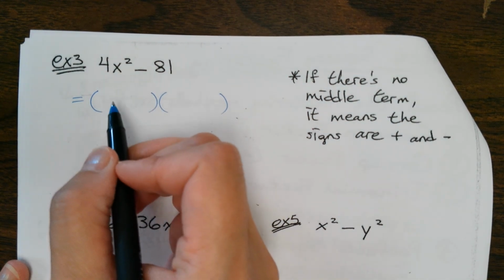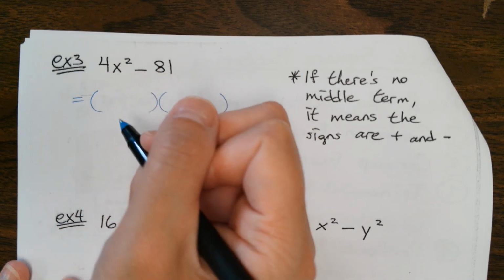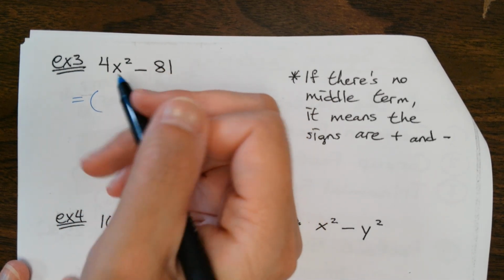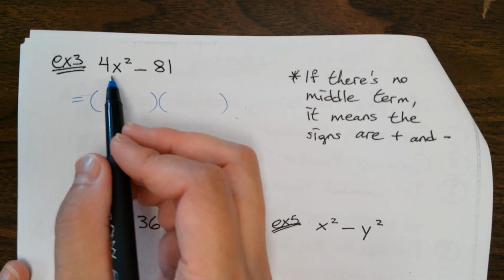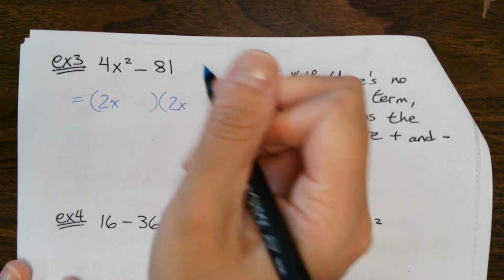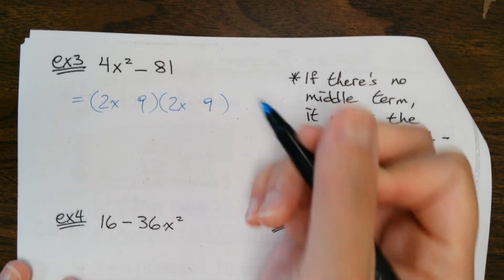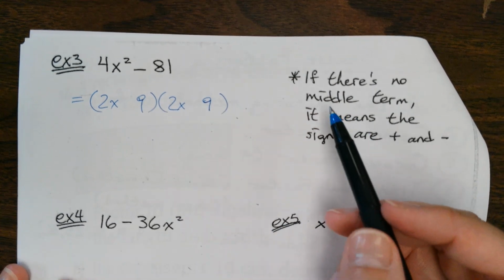4x squared, what do I split that into? This is the difference of squares. We're getting to that. So how do I split the 4x squared? 2x and 2x. What about the 81? What can I split that into? 9 and 9. So now, this is Ryan's question.